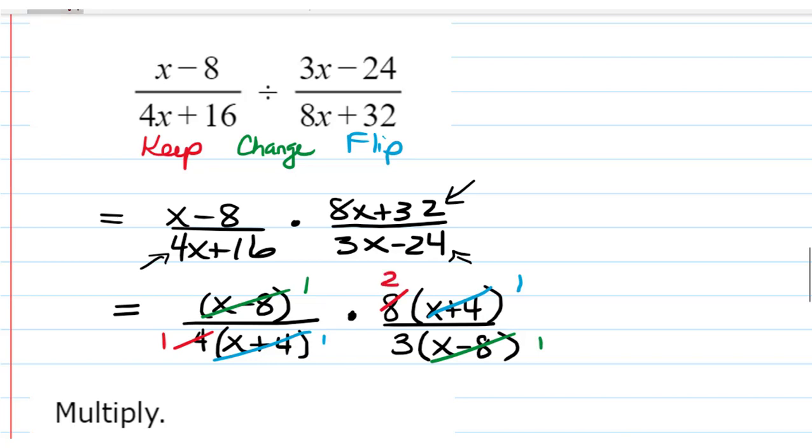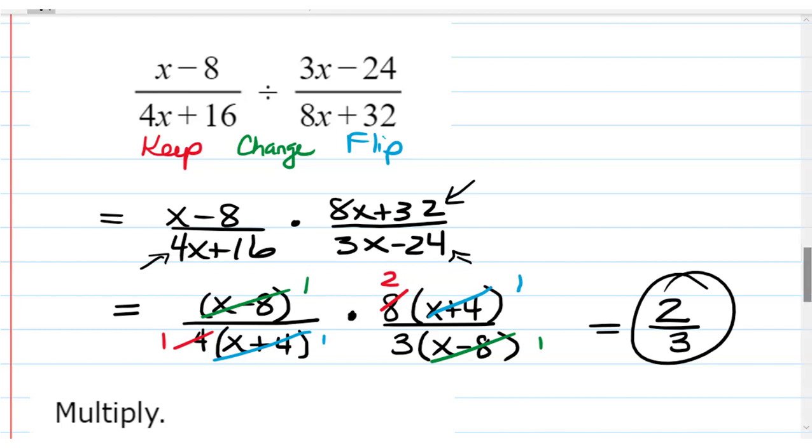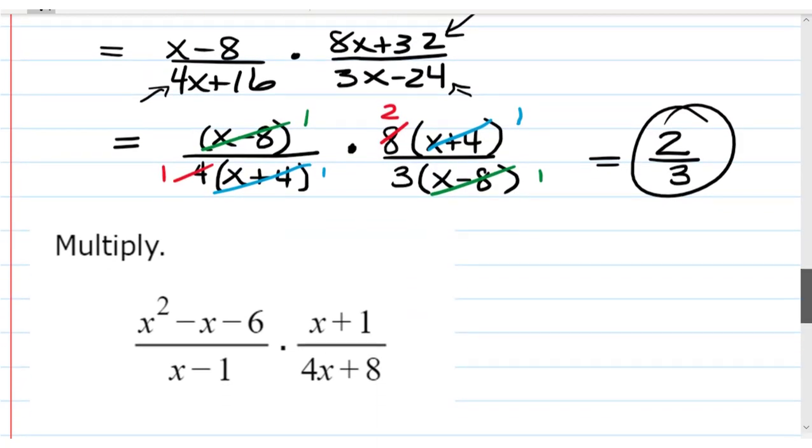Now multiplying straight across, 1 times 2 is 2, 1 times 3 is 3. And we're down to just a numerical fraction again. Again, that doesn't always happen, but in these problems, it's working out nicely. Let's look at one more.